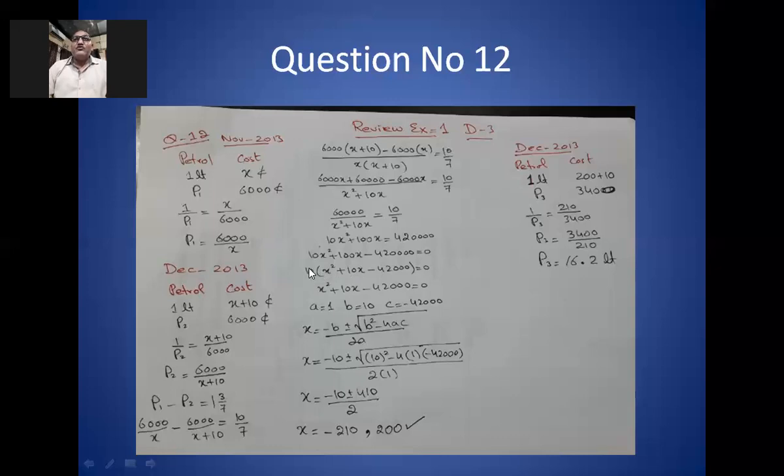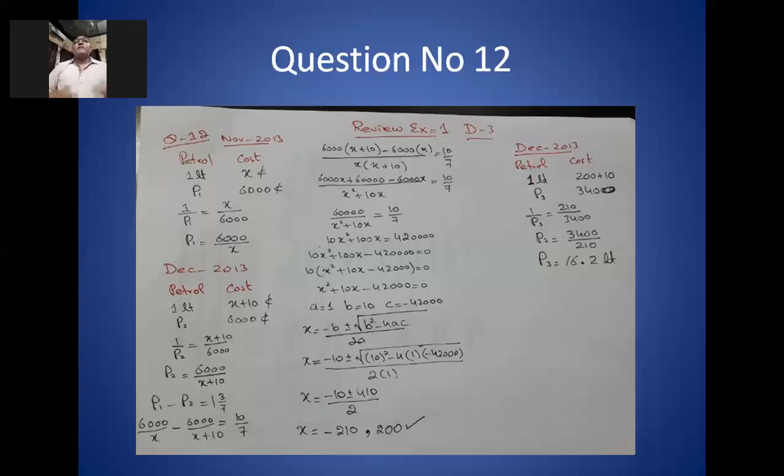This 10, which is multiplying with this bracket, when it goes to the other side, it will divide there. So you will have x squared plus 10x minus 42,000 equals 0. Now it's in the standard quadratic form, so I will apply the quadratic formula. The coefficient of x squared is 1, the coefficient of x is 10, and the constant term here is minus 42,000.